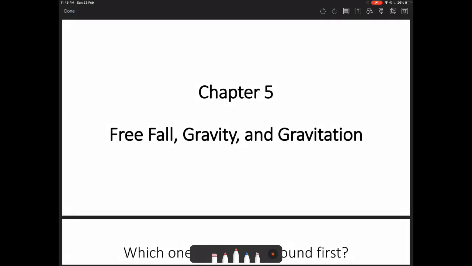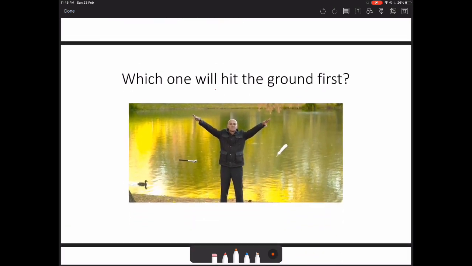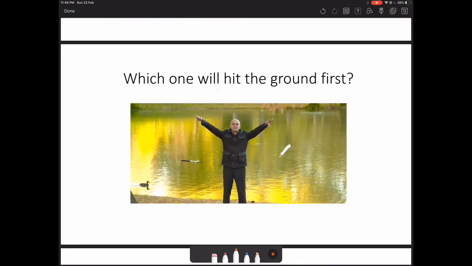In this video, we're going to review Chapter 5, Free-Fall Gravity and Gravitation. So let's recap the last video first. If you have watched the video last week, you probably saw this clip. A man drops a hammer and a feather on the left-hand side and right-hand side respectively. Which one will hit the ground first?